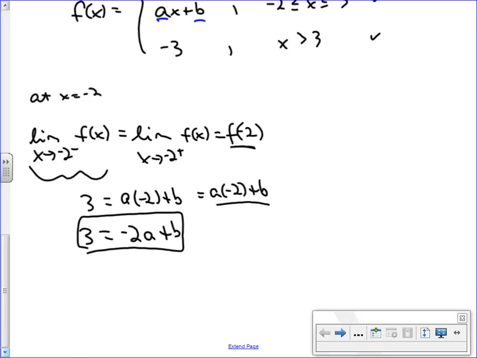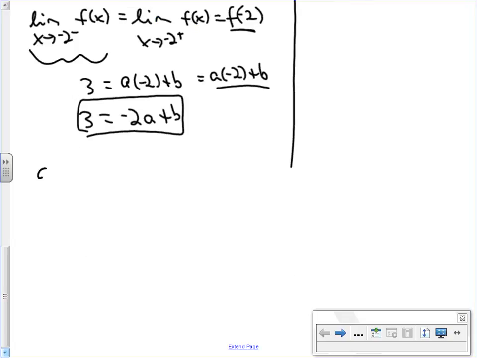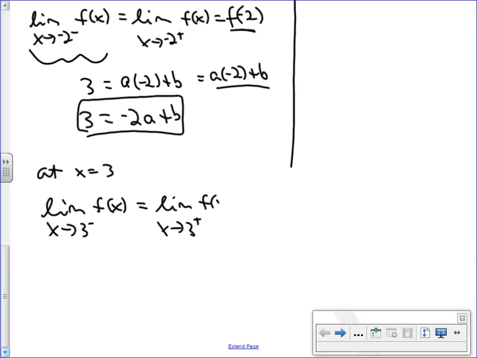Now I'm going to do exactly the same thing at 3. I think probably you have enough room to do this over here at the side. I don't think I can fit it there, so let's put it underneath. So I'm going to check out what's going on at x equals 3. The same situation, the limit as x approaches 3 from the left has got to equal the limit as x approaches 3 from the right, and that has to equal f of 3.